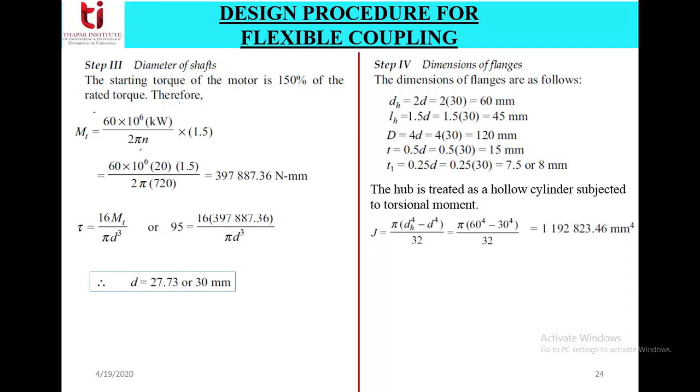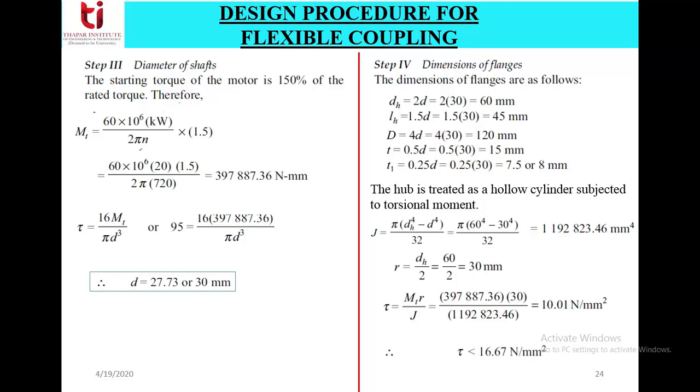So we can go with the polar moment of inertia, that is pi by 32, 60 to the power 4 minus 30 to the power 4, and we can employ the torsional equation. Tau is equal to Mt r by J, and tau is coming out to be 10 megapascal. That means just 10 megapascal stress is being produced. But what is the limit for the hub material? It should be less than 16.67.